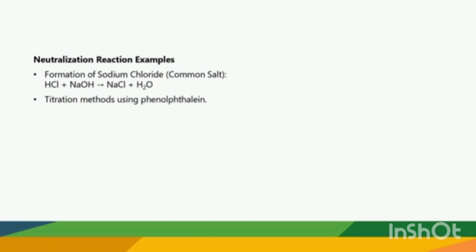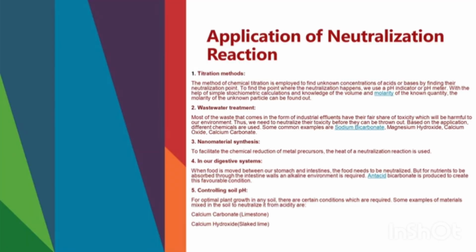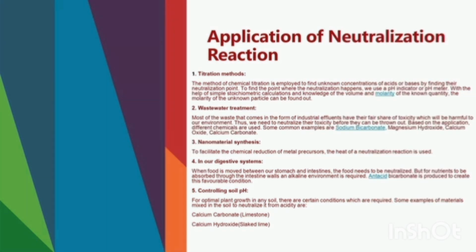So, titration methods using phenolphthalein. Here we have a certain method to test whether it is an acid or a base. Let us see the applications of neutralization reaction, the titration method. The method of chemical titration is employed to find the unknown concentration of an acid or base by finding the neutralization point. In this we find the pH value by using a pH indicator or pH meter.